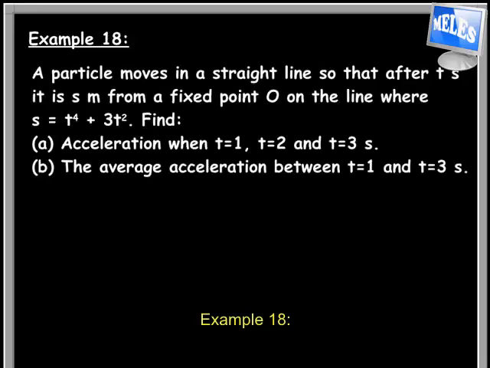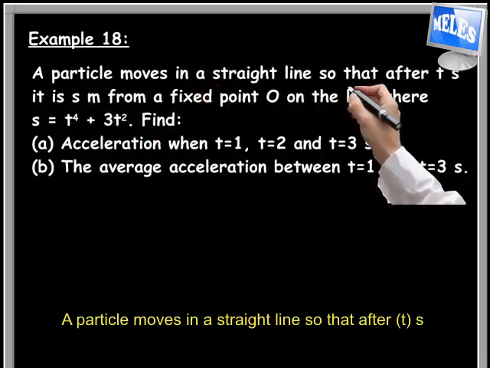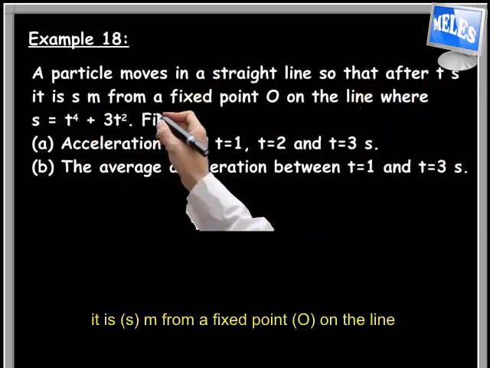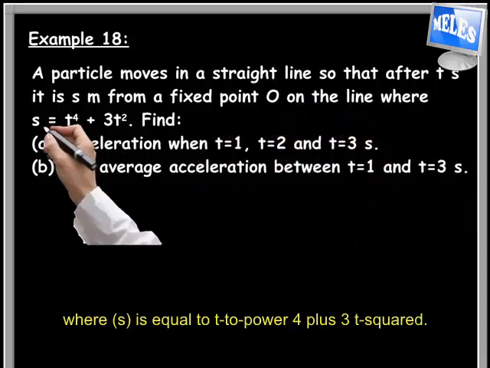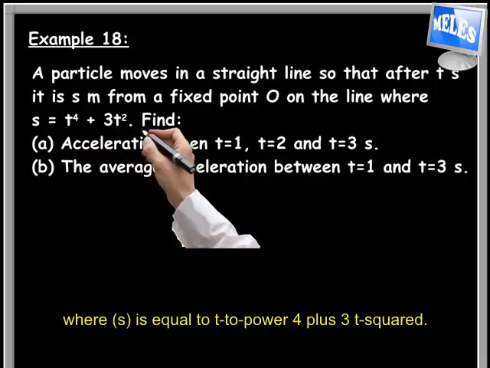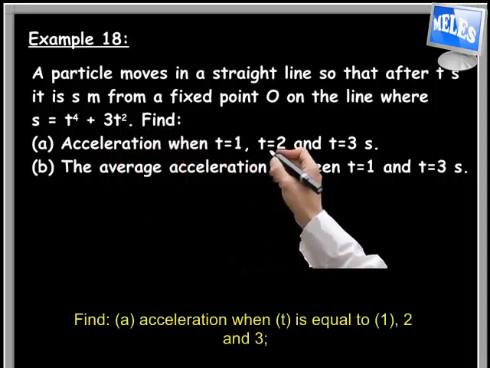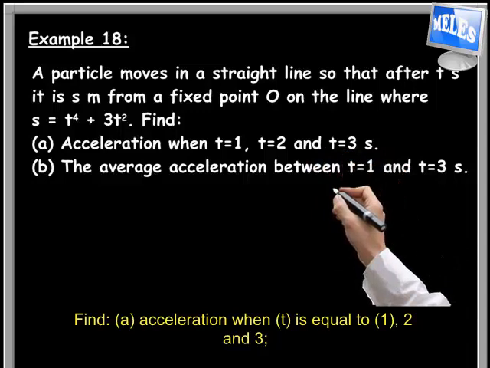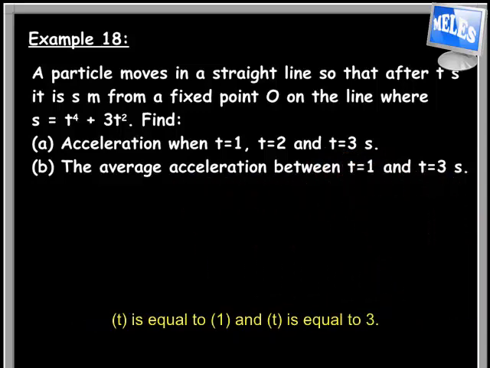Example 18. A particle moves in a straight line so that after t seconds, it is s meters from a fixed point on the line, where s is equal to t to the power 4 plus 3t squared. Find A, the acceleration when t is equal to 1, 2, and 3, and then B, the average acceleration between t is equal to 1 and t is equal to 3.